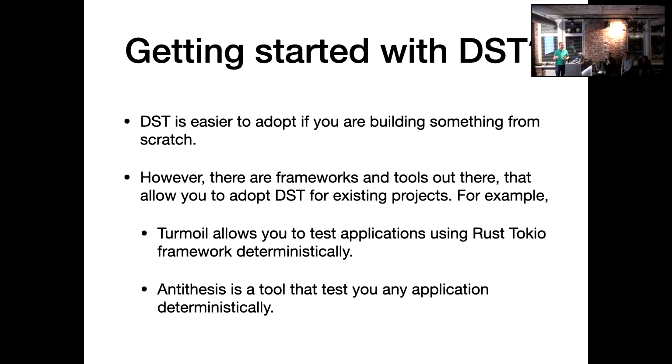So I'm a newbie in a sense, right? And I got bitten by the TigerBeetle bug. I think DST is probably easiest to adopt if you're building something from scratch, and then you build something like I did there. But there are existing frameworks and tools out there that let you adopt DST, right? I don't know what kind of languages or frameworks you're using, but Tokio in Rust is a really popular async await, or asynchronous, server application framework.